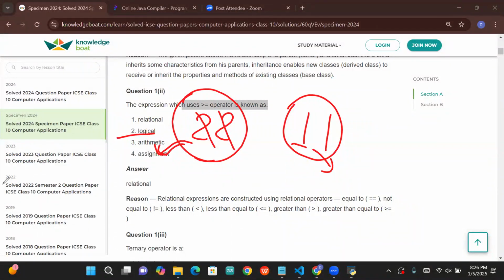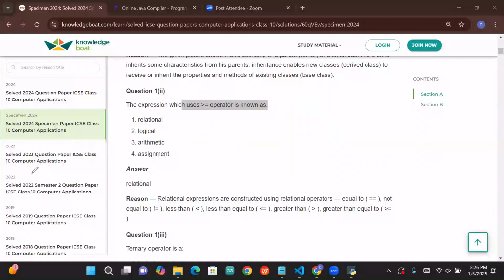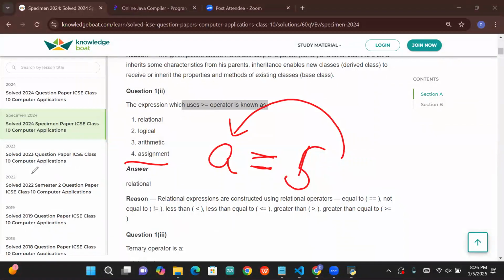Then arithmetic operator means you know arithmetic, right? Basic plus, minus, into, divide. All these are arithmetic operators. Then assignment operator means A equal to B. Let's suppose A equal to 5. So this is an assignment operator. You are assigning this 5 into A. So greater than equal to, less than equal to, all these are relational operators.